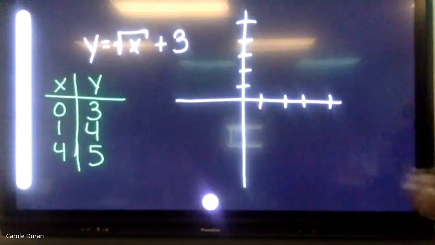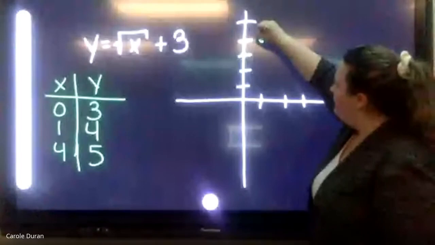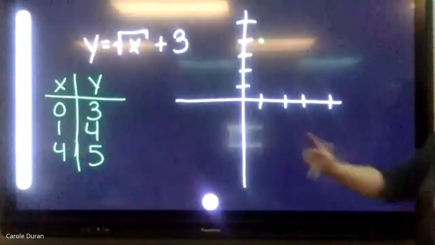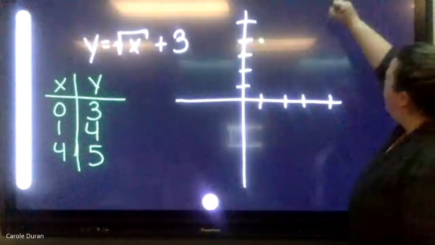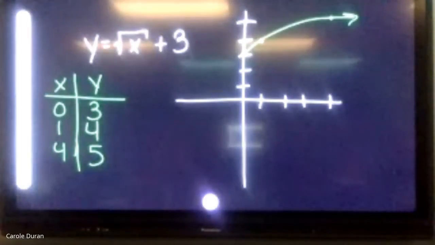My next one was 1, 4, so I go right 1, and I go up 4. And then my last one was 4, 5, so I go right 4, and I go up 5. And then I draw my graph. Again, it starts at whatever my first point was and continues infinitely in whichever way it's growing.